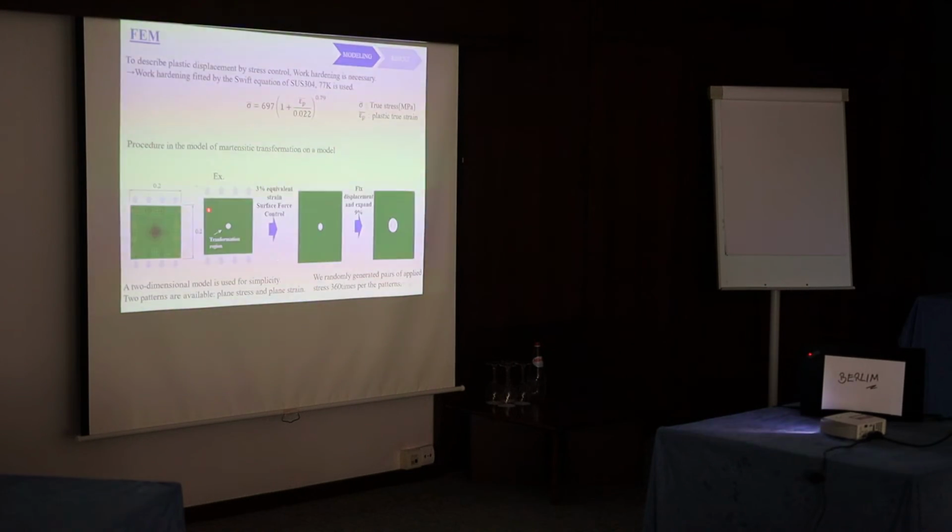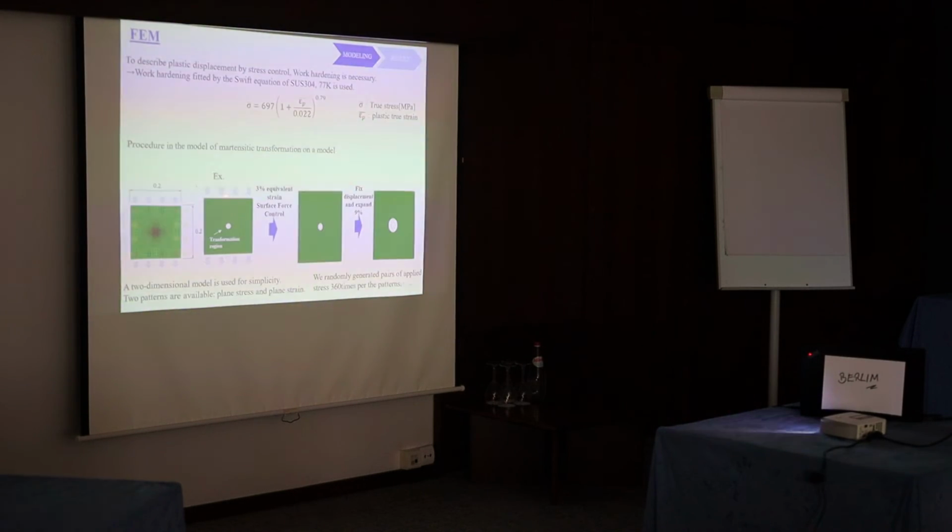And this is an example of the procedure of the simulation. For simplicity, a two-dimensional model is used, and the plane stress and plane strain were conducted. And first, the green plots show the austenite assumed, and the white one is the transformation region, which is first a single austenite but going to be martensite.